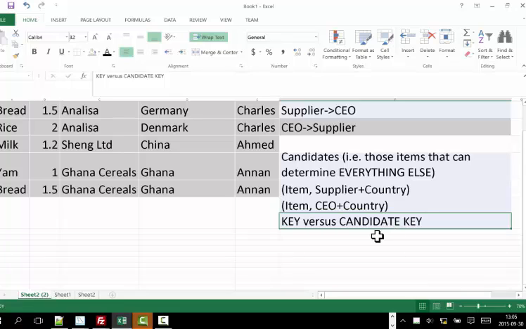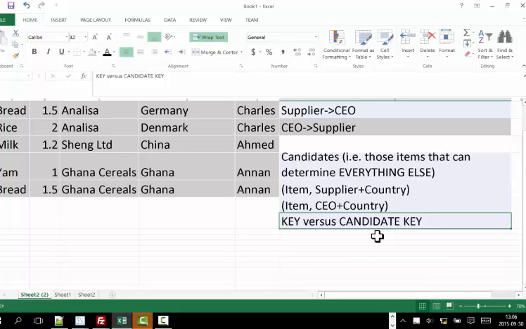Key just means anything that can be used to uniquely identify a row. But when they say a candidate key, it means that the set of things must be minimal. Minimal meaning that you can't remove one and still have it be the key. So, for example, item, CEO, country. If I remove CEO, it is no more going to be a key. Right? That means that the set of things I have is a candidate key. Right? So all the candidates must be minimal.